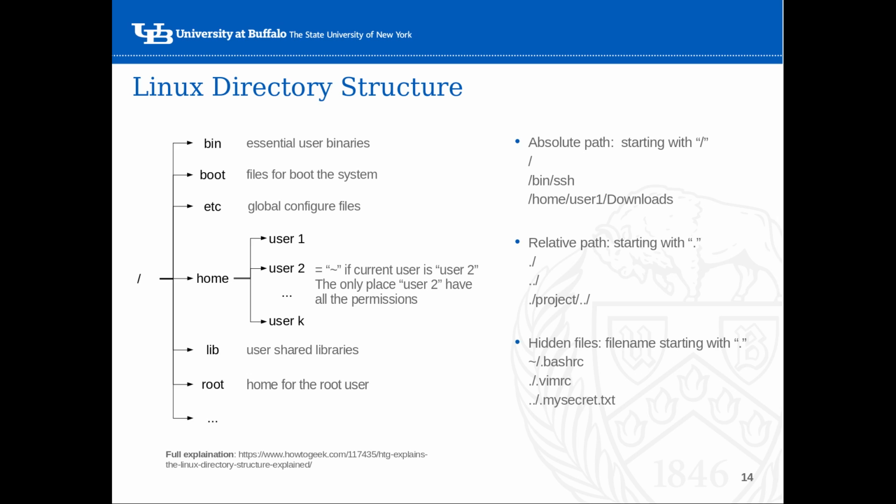Also, there are hidden files. How do you create hidden files or look at them? Basically, you just add a small dot in front of the file name. This is different from the dot before a folder, right? That means a relative path. But here, you have a dot for the file name, so the file becomes hidden to you. You need to use some special command to show them. Basically, these are all configuration files, and you can also put some secrets there.